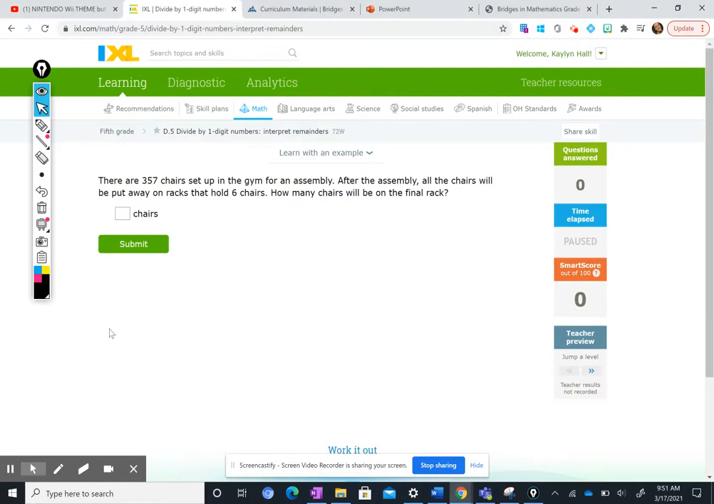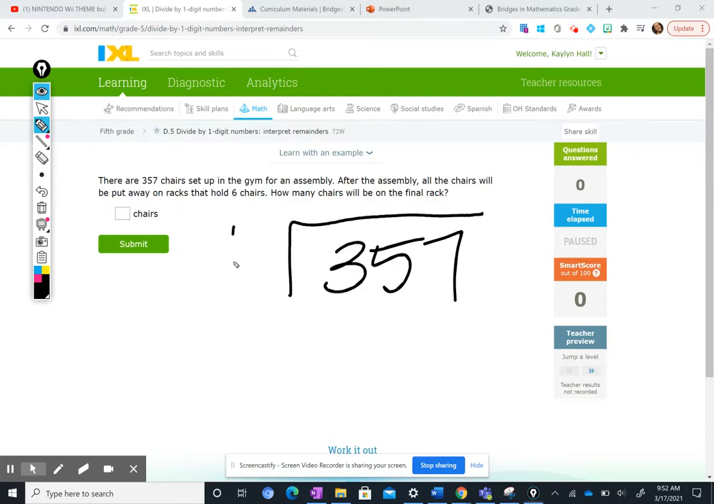All right, for math, we've been working on division, and I can't really move on because I need to teach something new today, and I don't want to do that online, so we're going to push everything back. But I found an iExcel that I think will help us with practice. It's dealing with remainders, essentially. So it's division, but we're only dividing by one-digit numbers, and then figuring out what to do with your remainder. So we have 357 chairs set up in the gym for an assembly. After the assembly, all the chairs will be put away on racks that hold 6 chairs. How many chairs will be on the final rack?